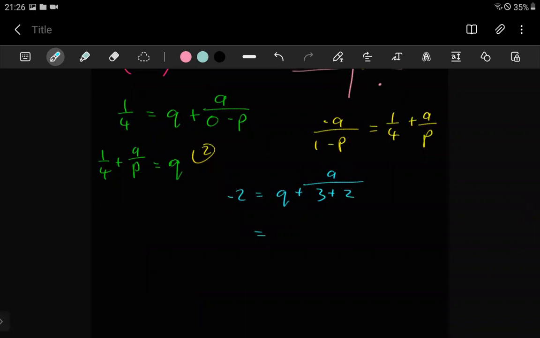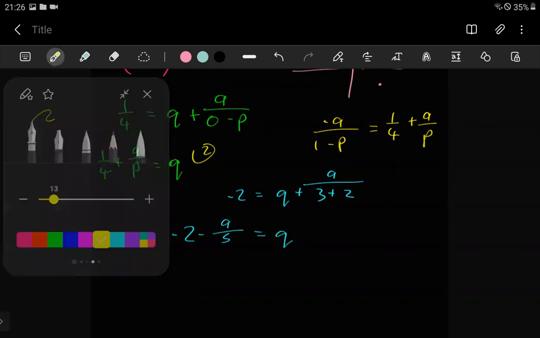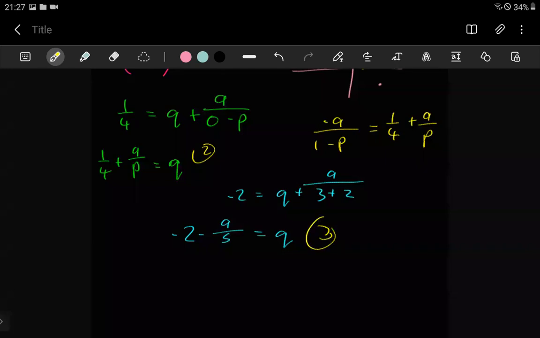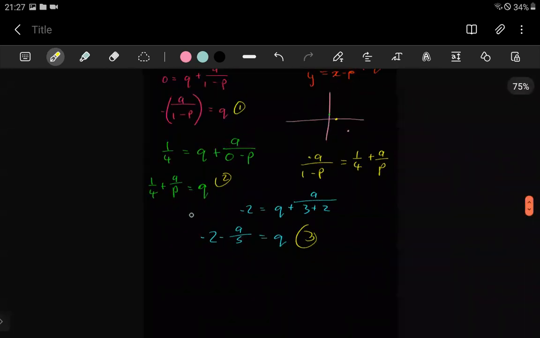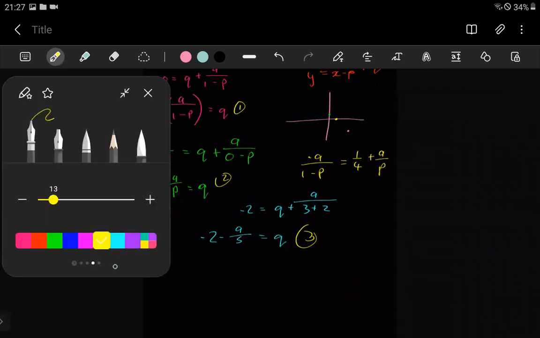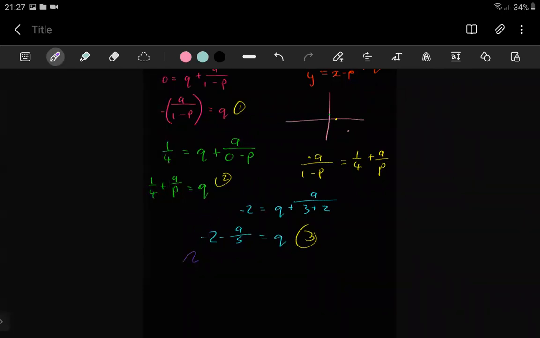And then if you isolate Q as we have been doing, it's going to be negative 2 here, and then minus A over 3 plus 2, which is 5, right? So we can make this equation number 3. Now we can make equation number 3 equal to one of these two. Let's choose the very first one since it has no fractions. So here we can say negative A over 1 minus P equals minus 2 minus A over 5. Wait, what? Something does not seem right here.